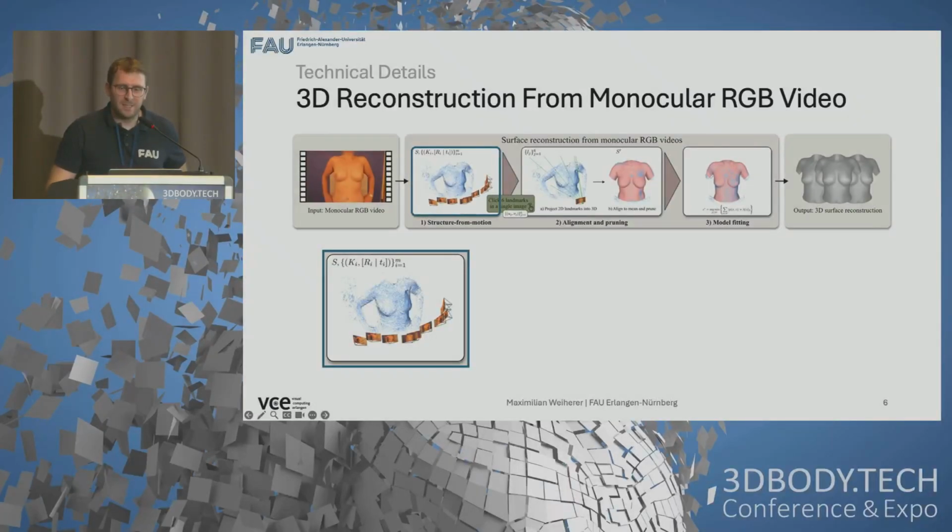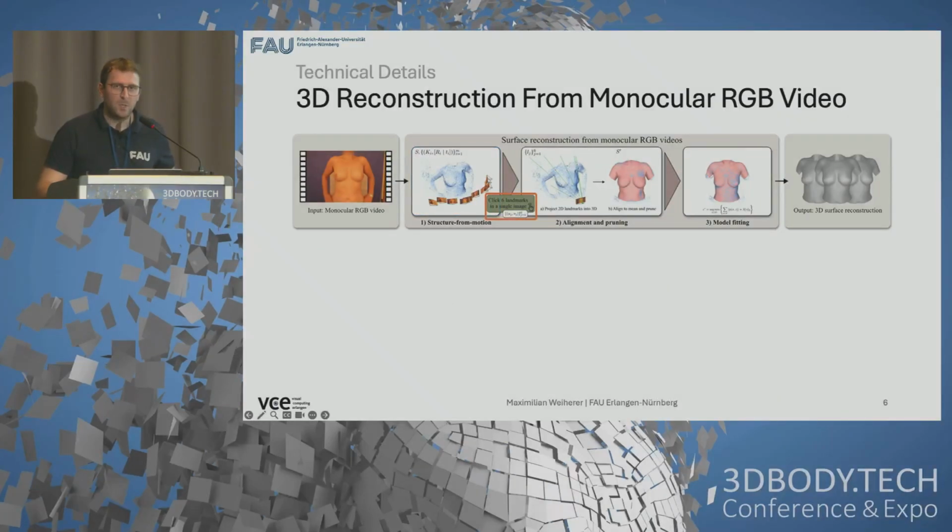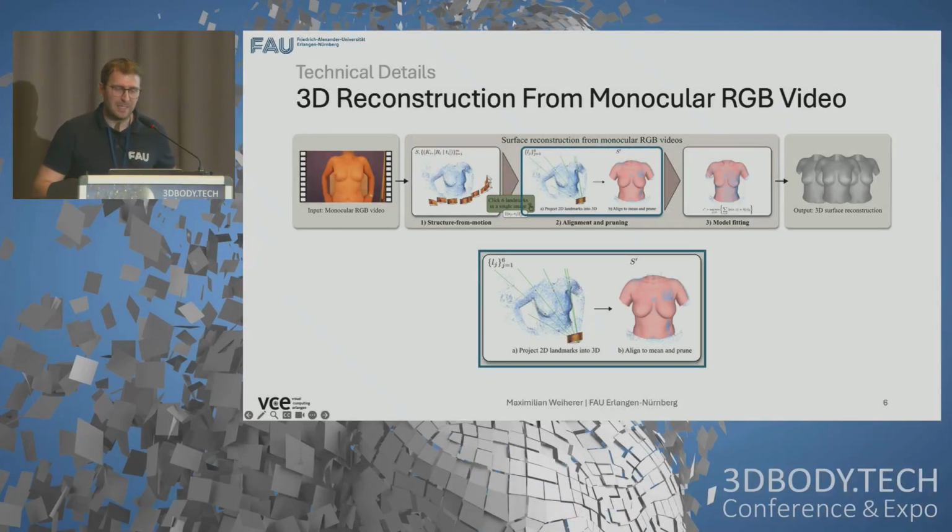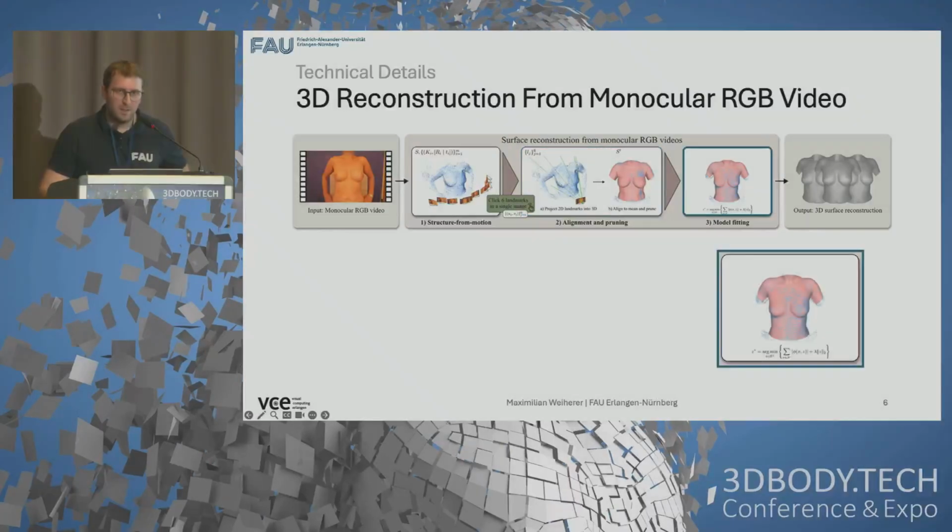First, we run a state-of-the-art differentiable structure from motion pipeline. This gives us a sparse point cloud and camera poses. We then require the user to select 6 landmarks in a single image only once. We back project these landmarks into 3D and align our model's mean shape to the SfM-generated point cloud. Finally, we fit our model to the point cloud using simple latent code optimization.